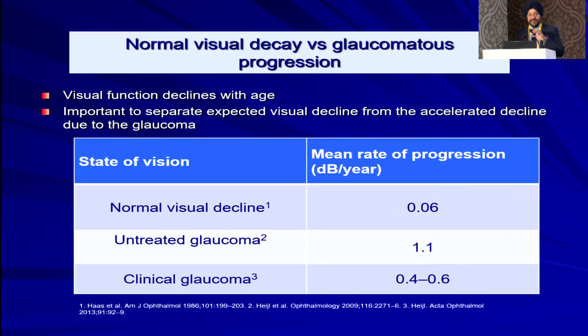So that means if a patient comes to you with a 10 decibel loss already, and he's losing almost 1.1 decibel every year, he's probably going to be visually handicapped in 10 years' time. If he comes here at 60 years, by 70 he will be handicapped. But in a clinical glaucoma, where you treat him well, ideally the patient shouldn't be increasing by more than 0.4 to 0.6 decibels per year. So that's an important thing to watch when you are following up glaucoma cases.